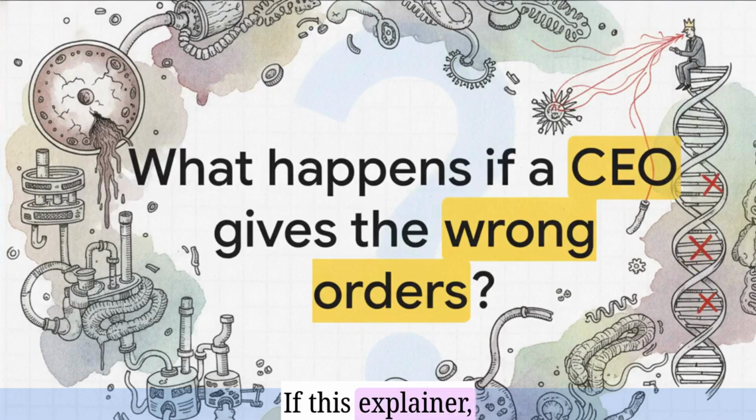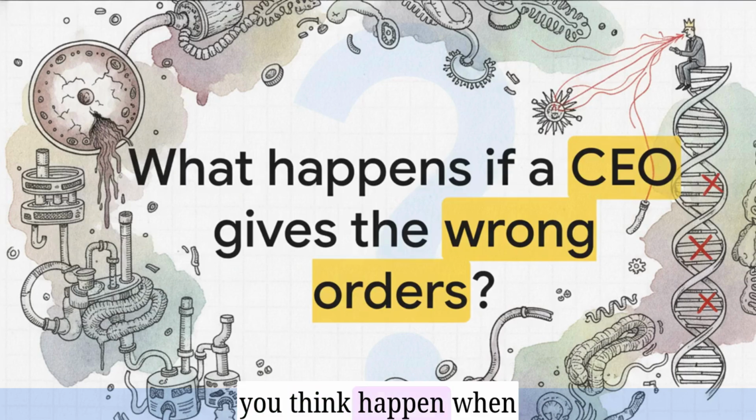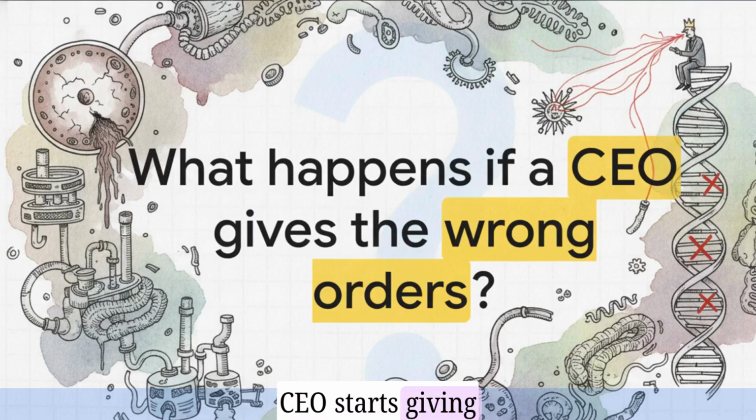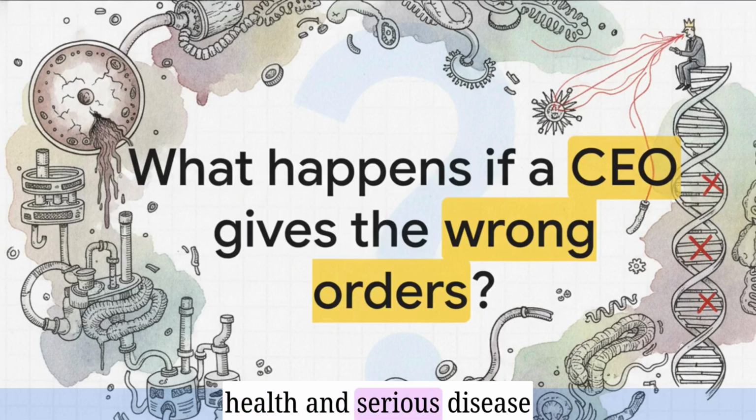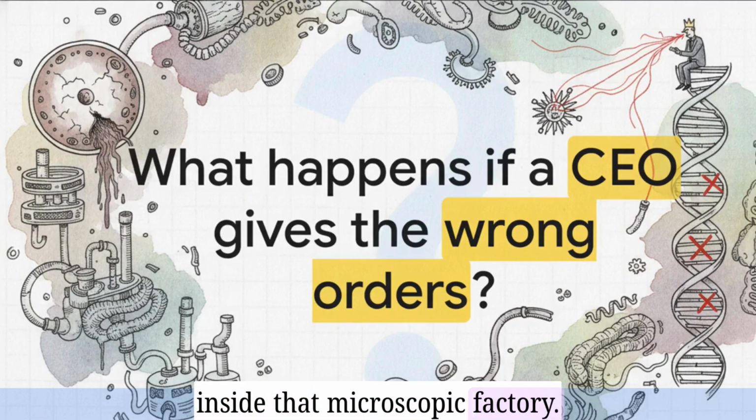As we wrap up this explainer and you go off to totally crush this exam, I want to leave you with a final thought. If cellular organelles are these perfectly coordinated factory departments, what kind of cascading massive effects do you think happen when just one tiny lysosome fails to clear waste, or a single microscopic CEO starts giving the wrong DNA orders? The difference between vibrant health and serious disease often starts right there, deep inside that microscopic factory.